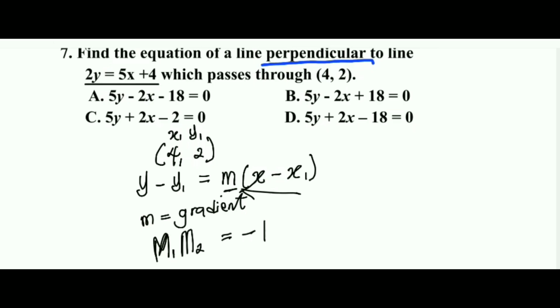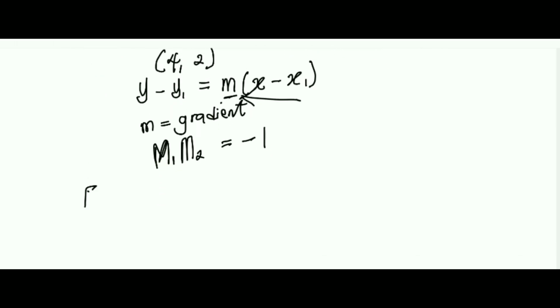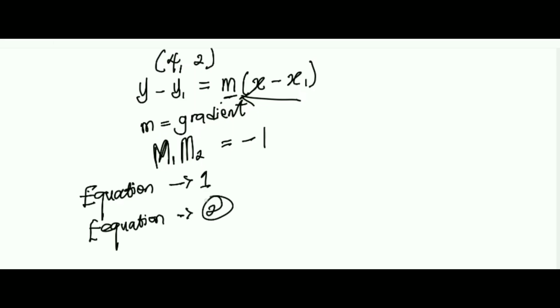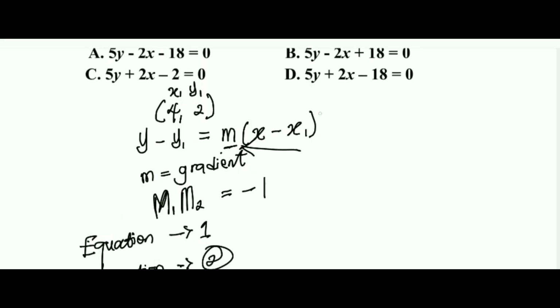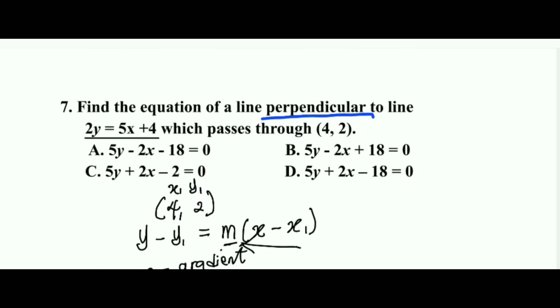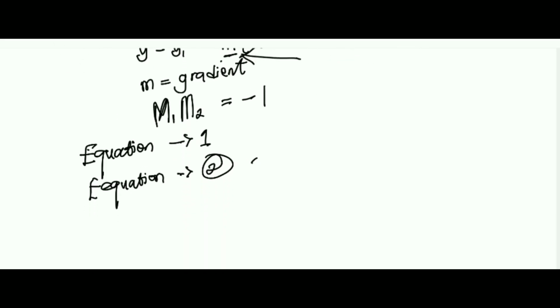Remember, we are asked to find a particular equation. So let's call that equation 1. This is what we are asked to find. Now, this equation is perpendicular to another equation. Let's call that equation 2. And that equation 2 is provided here. It says you have 2y equals 5x plus 4. So this is given in the question. You're finding the equation of this one.